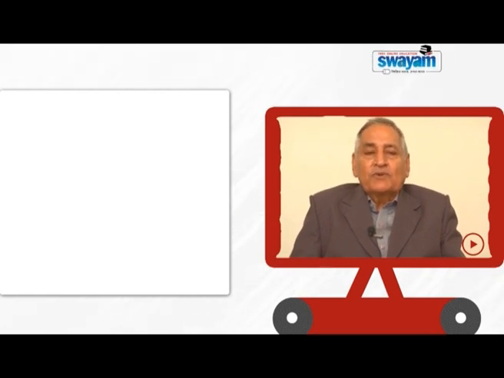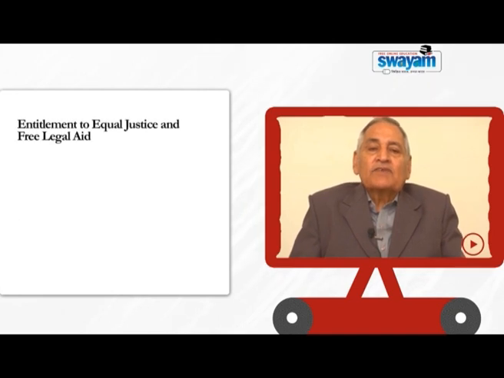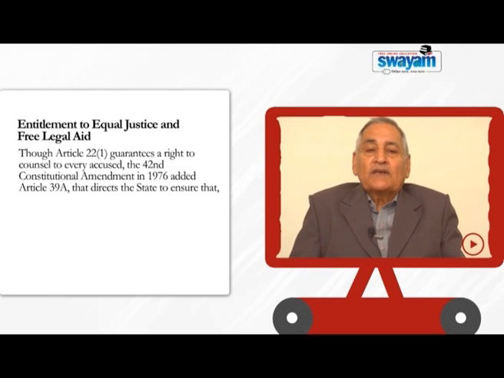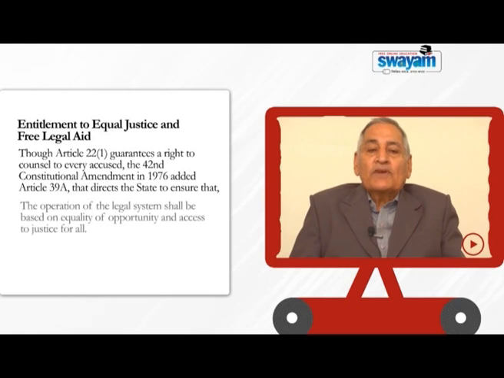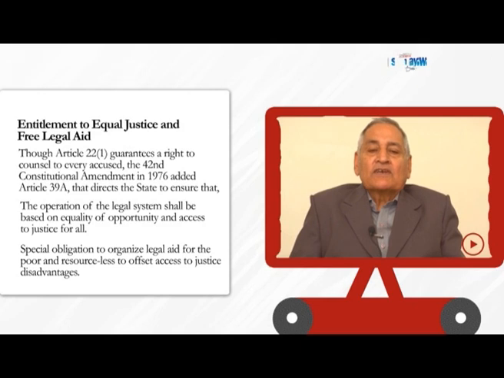Now, from this you flow into the entitlement to equal justice and free legal aid. Though Article 22(1) guarantees a right to counsel to every accused, the 42nd Constitutional Amendment in 1976 added Article 39A, which directs the state to ensure that the operation of the legal system shall be based on equality of opportunity and access to justice for all. A special obligation is there on the state to organize legal aid for the poor and resourceless to offset access to justice disadvantages.